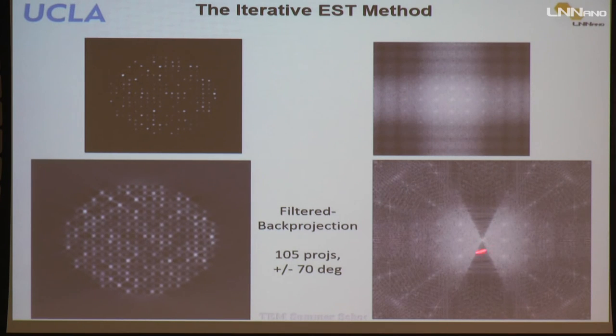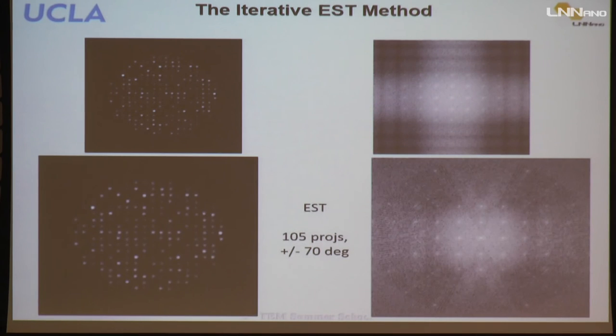So you see peaks here. You can see everything recovered here. But here, this Fourier information is missing. And in this one, you can see a lot of atoms are blurred and elongated along this missing wedge direction. This is the usual artifact from the missing wedge problem.